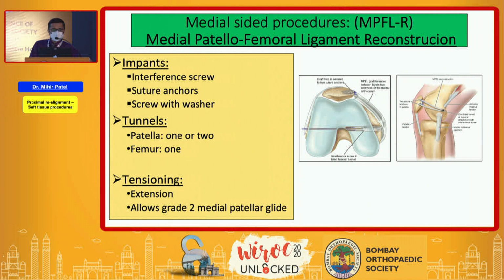For implants, we can use interference screws or suture anchors. Usually we may use 2 tunnels in the patella, and the femur usually has 1. Tensioning should be done in extension because we know that the MPFL works before 30 degrees, so 0 to 30 degrees.